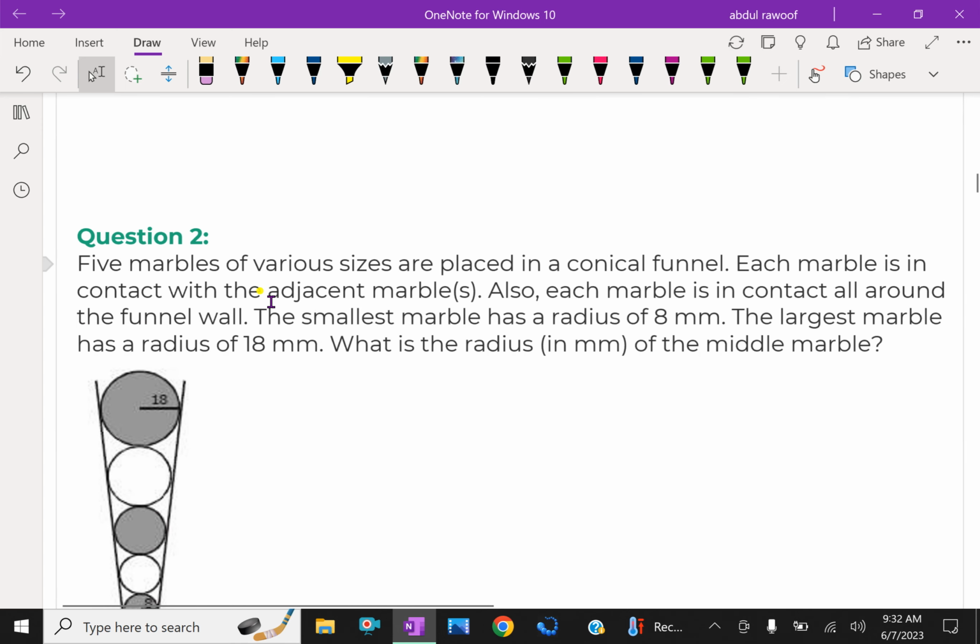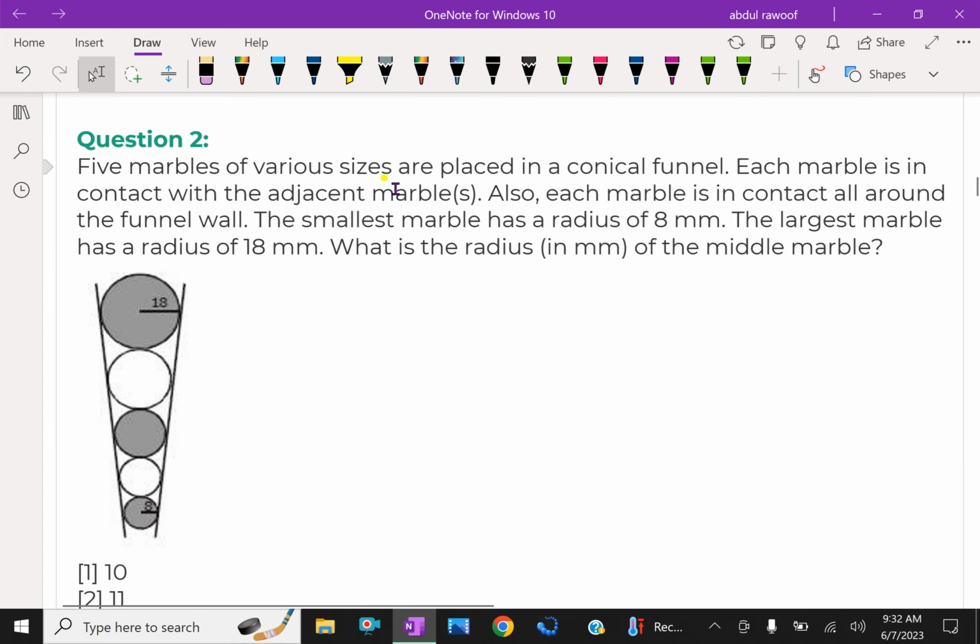Question number 2. 5 marbles of various sizes are placed in a conical funnel. Each marble is in contact with the adjacent marbles. Also, each marble is in contact all around the funnel wall. The smallest marble has a radius of 8 mm. The largest marble has a radius of 18 mm. What is the radius in mm of the middle marble? We have to find the radius of the middle marble.